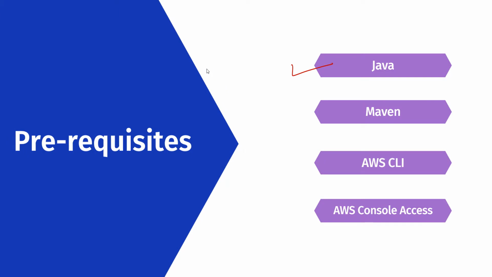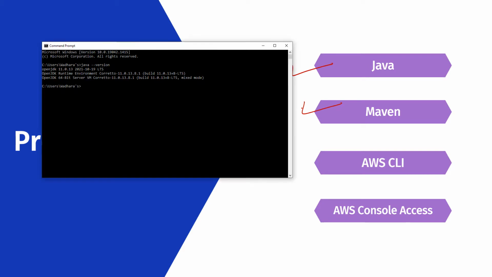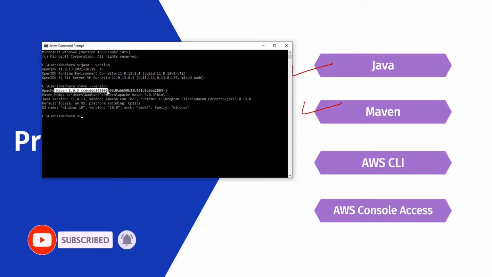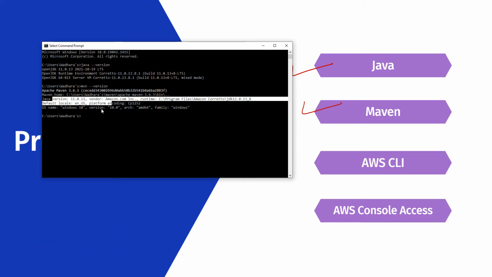I will also be using IntelliJ to write my Java code. You can use any IDE. Next, there should be Maven on your system. You can check this again by this command, mvn -version or -v. So you can see this is the Maven version, and it will give you the Java version also.